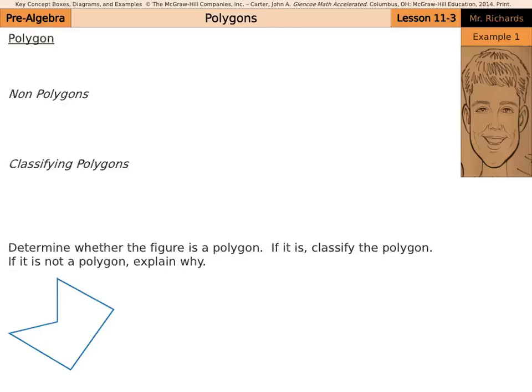Hi, Mr. Richards here. Today's lesson is on polygons, and our objectives are to classify polygons and determine the sum of the measures of the interior angles of a polygon.